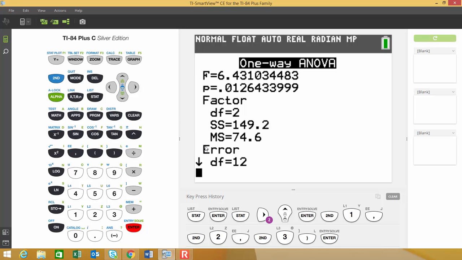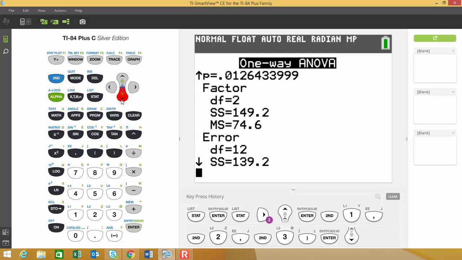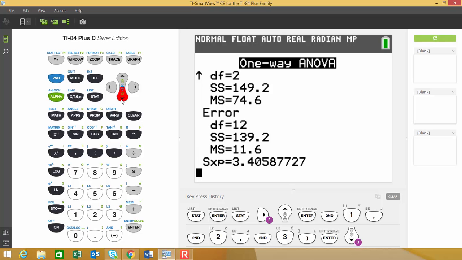If you're using treatments or factors, usually this is referred to as error, but if you're using between groups up here instead of factors, then error is referred to generally as within groups. So let me scroll down so you can see the values that are within there. We have our degrees of freedom for the error, which is 12, the sum of squares, which is 139.2, and then the mean square for the error, which is 11.6. And down below, this is a pooled standard deviation.